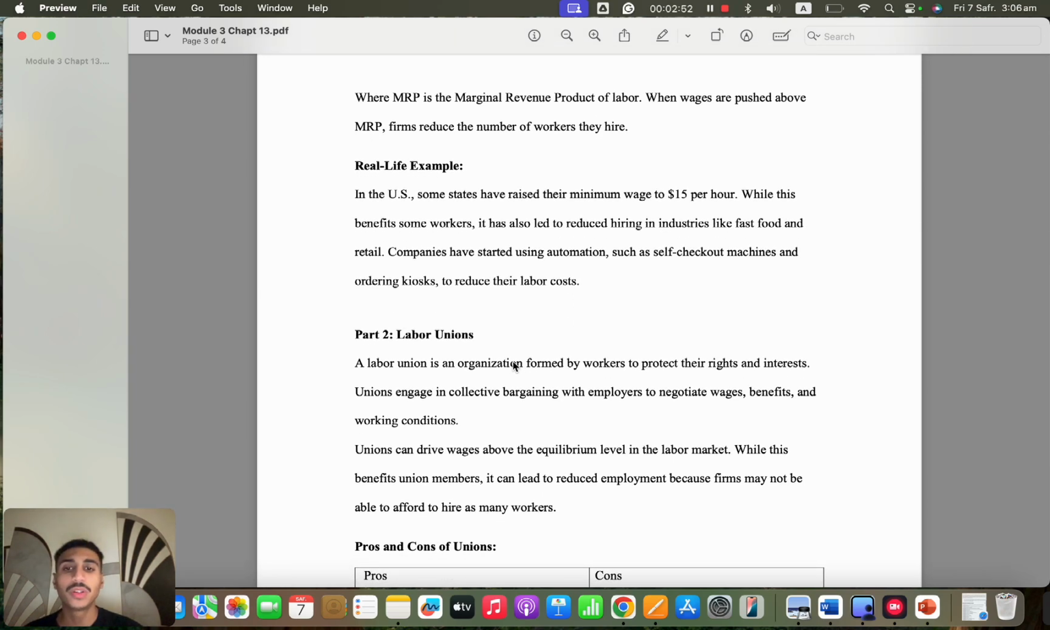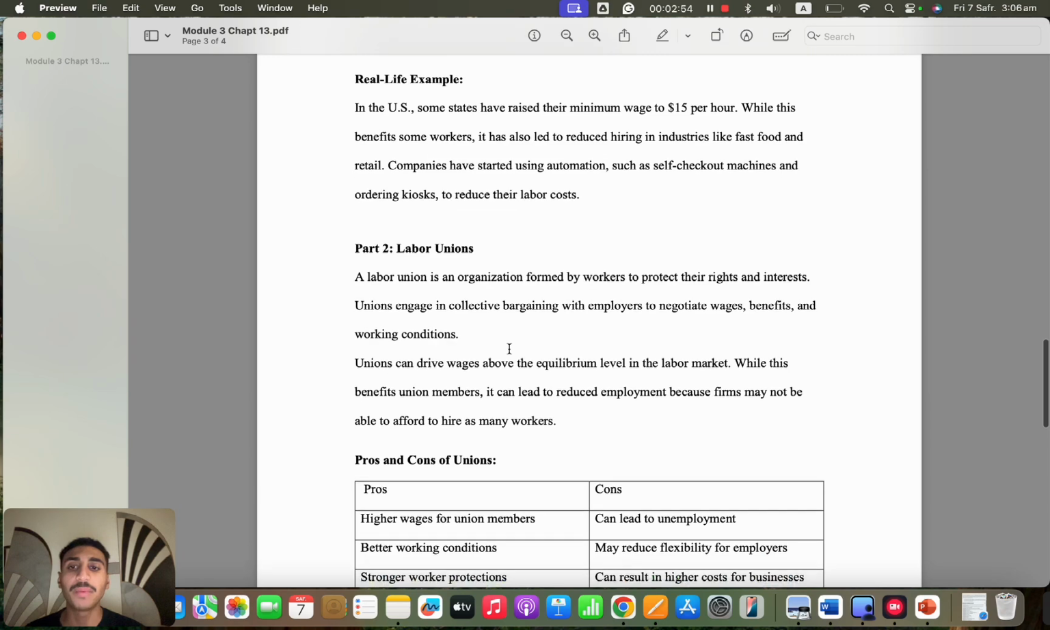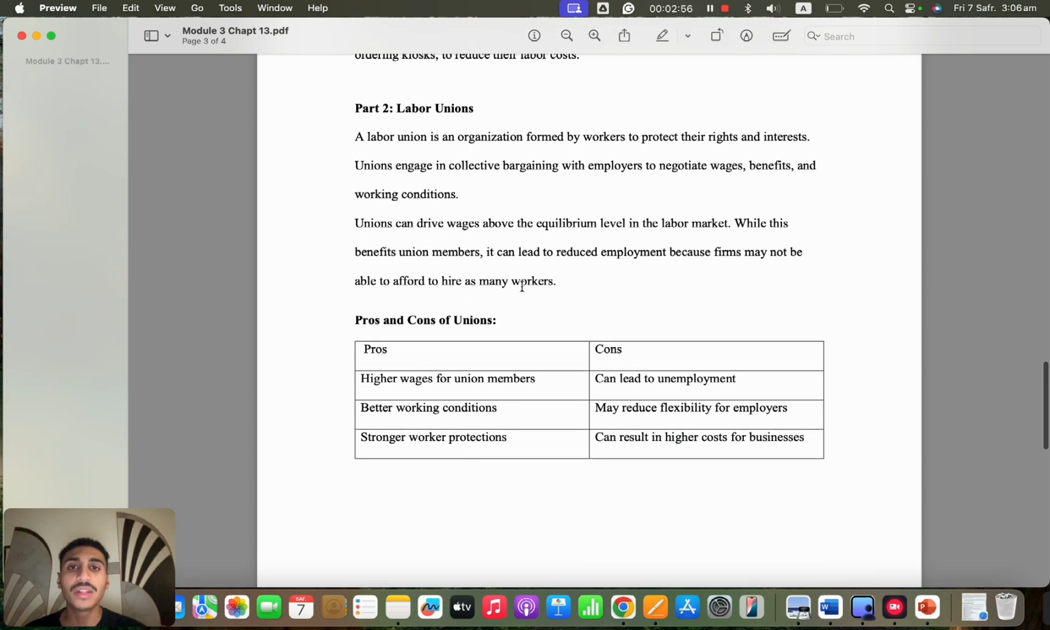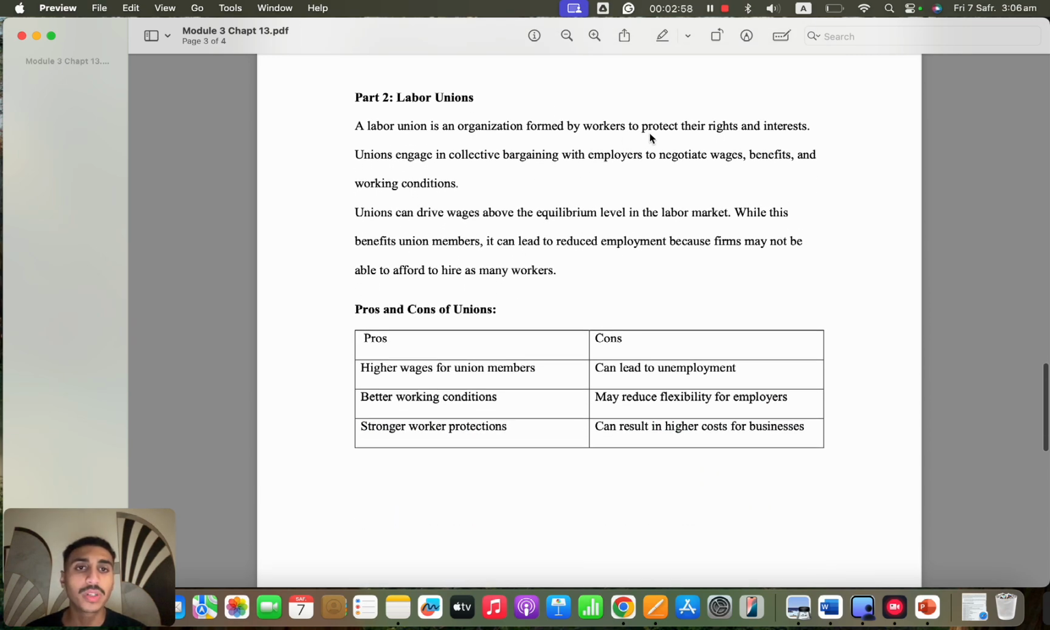Let's go to part 2 and explain labor unions. A labor union is an organization formed by workers to protect their rights and interests. Unions engage in collective bargaining with employers to negotiate wages, benefits, and working conditions. Unions can drive wages above the equilibrium level in the labor market. While this benefits union members, it can also lead to reduced employment because firms may not be able to afford to hire as many workers.